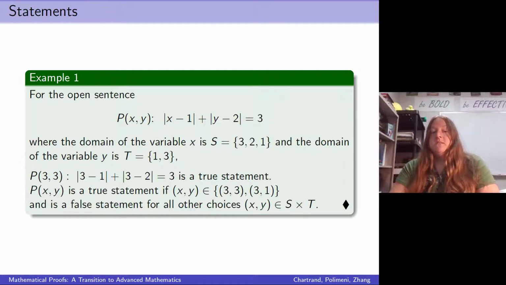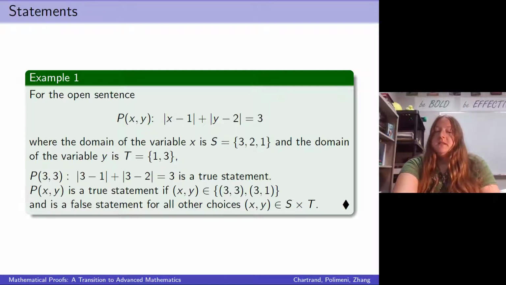Here's another example playing out. We have an open sentence with two variables, x and y, so we have P of x, y: the absolute value of x minus 1, plus the absolute value of y minus 2, equals 3. We take the domain of these variables: x is in the set {3, 2, 1}, and y is in the set {1, 3}. If we plug in 3 for both variables, which is legal because 3 is in both domains, we get a true statement. So our open sentence P of x, y is true if x and y are 3 and 3. The same thing is true if we plug in 3 and 1, which is again allowed because those values fall in the respective domains. And it's a false statement if we choose any other pair.